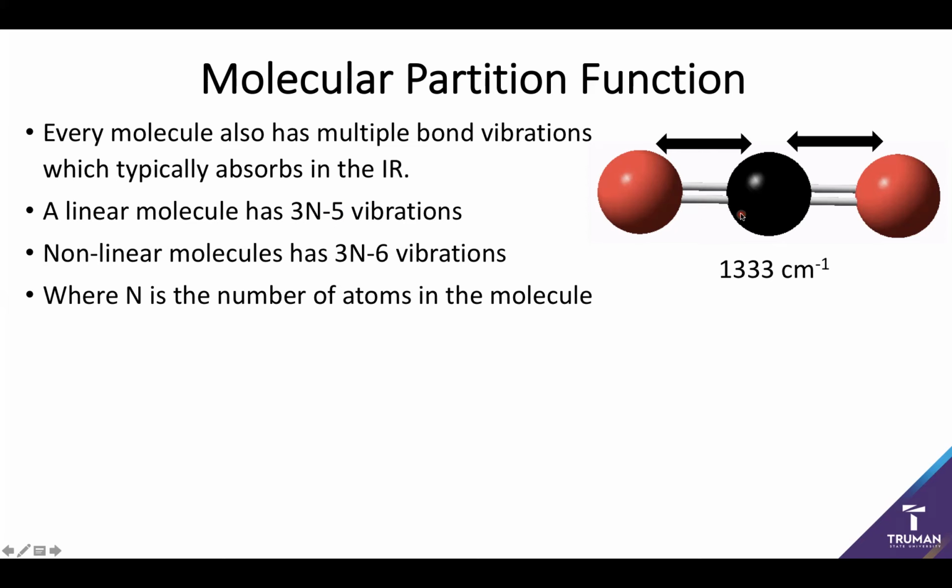However, with CO2, when I've got 3 atoms, I've got 3 times 3, so 9 minus 5. I've got 4 different vibrations. Those occurring between carbon and each of the 2 oxygen atoms, as well as bends in and out of the plane. However, when you have nonlinear molecules, you essentially gain an extra rotation and lose that at the cost of a vibration.